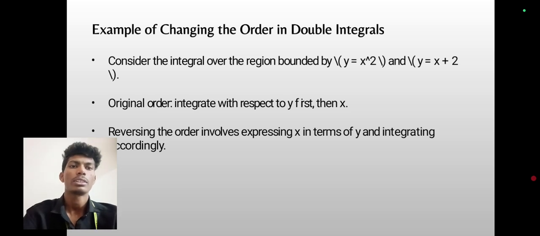Example of changing the order in double integrals. Consider the integral over the region bounded by y equals x squared and y equals x plus 2. Original order: integrate with respect to y first, then x. Reversing the order involves expressing x in terms of y and integrating accordingly.